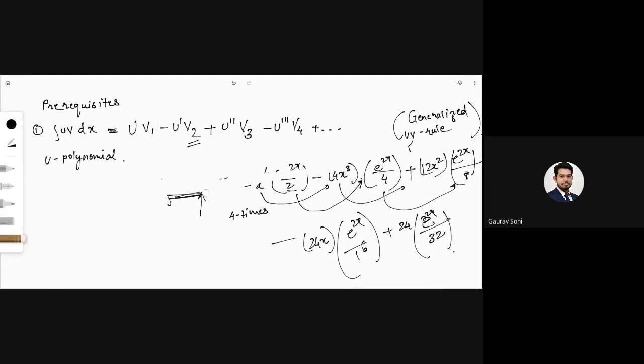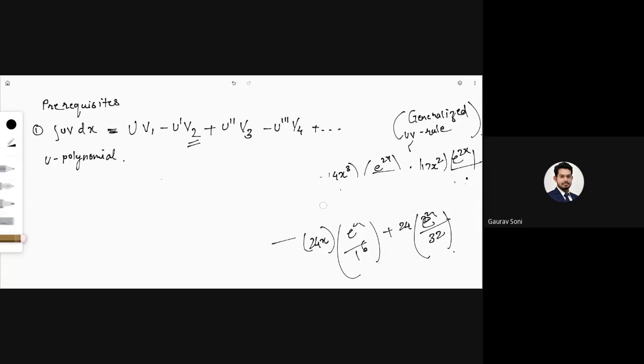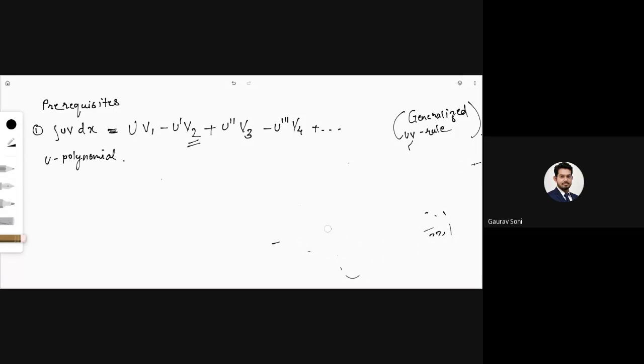Now, to memorize this generalized UV rule, since it is very important and a big integration will be converted to very small integrations just by use of it, we just have to remember that the suffix represents the number of integrations.